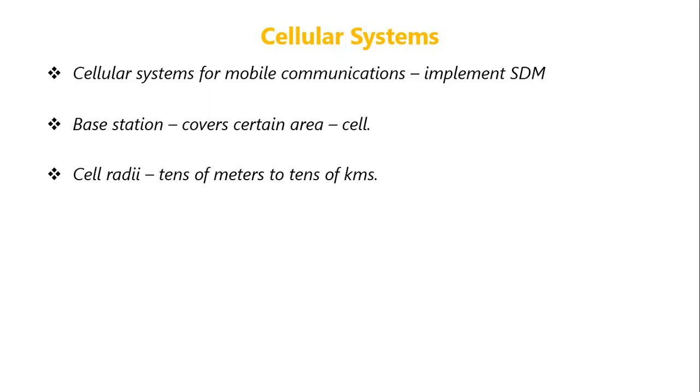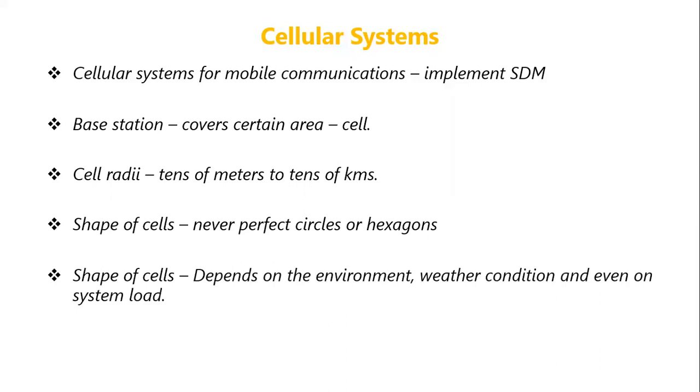are normally represented by using a hexagon, but it need not be a hexagon or a perfect circle in the real world. In the real world, the shape of the cell depends on the environment. Environment in the sense includes buildings, mountains, valleys, whatever there is in the environment. So, depending on the environment, the structure of the cell will change.